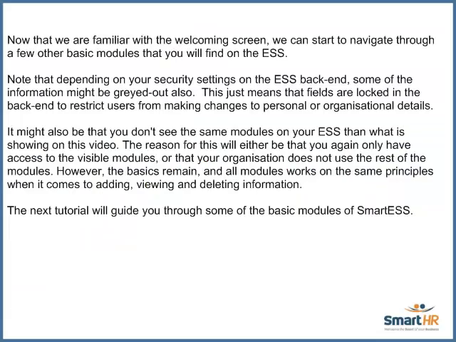Now that we are familiar with the welcoming screen, we can start to navigate through a few other basic modules that you will find on the ESS. Note that depending on your security settings on the ESS backend, some of the information might be grayed out also. This just means that fields are locked in the backend to restrict users from making changes to personal or organizational details. It might also be that you don't see the same modules on your ESS than what is showing on this video. The reason for this will either be that you again only have access to the visible modules, or that your organization does not use the rest of the modules.